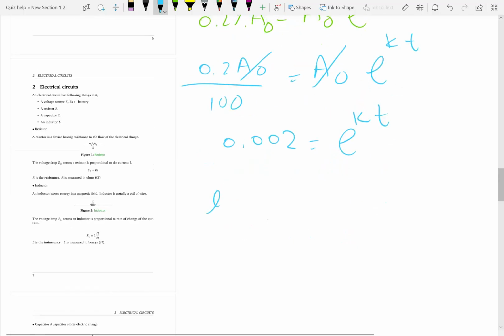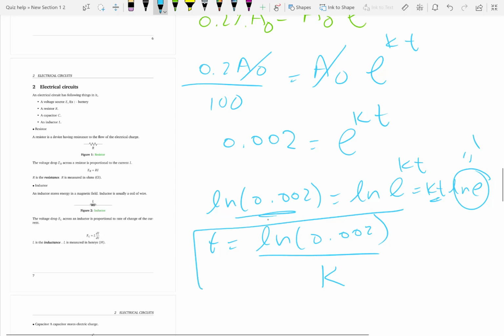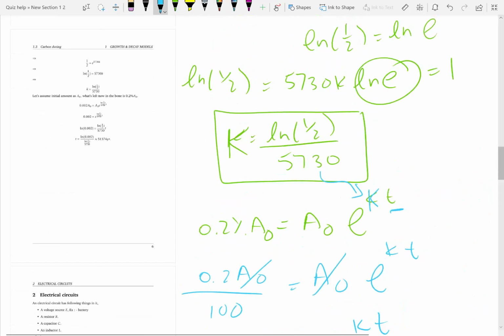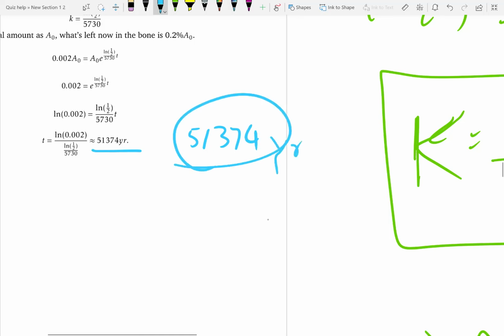Now let's take the natural log of both sides. So ln of e^(kt) is kt ln e, and ln e is 1. So t, when you divide by k on both sides, is ln(0.002)/k. Now we know k, so you can plug this into your calculator and find t. According to my notes, the time here is 51,374 years. So the bone is this many years old.